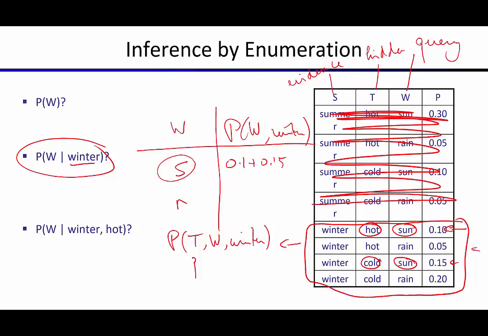Same thing happens for rain, which is living here and here. The hidden variable temperature varies. It could be hot or cold. We sum over the values that hidden variable can take on, and in this case, we get 0.05 plus 0.20. So that's where the summing happened. Any other questions about this? All right, so now we can do inference on any joint distribution, and you can do it by hand, or you can write a piece of code to do it for you.